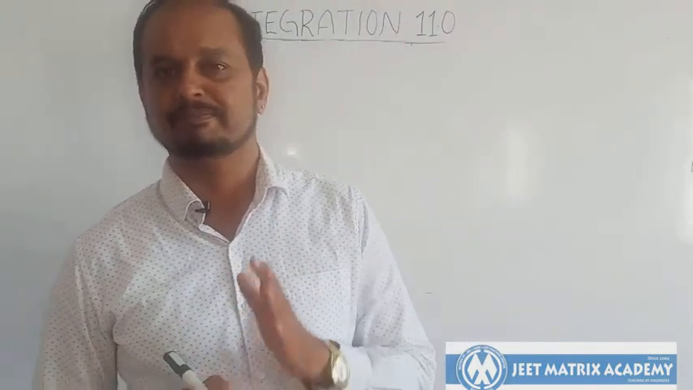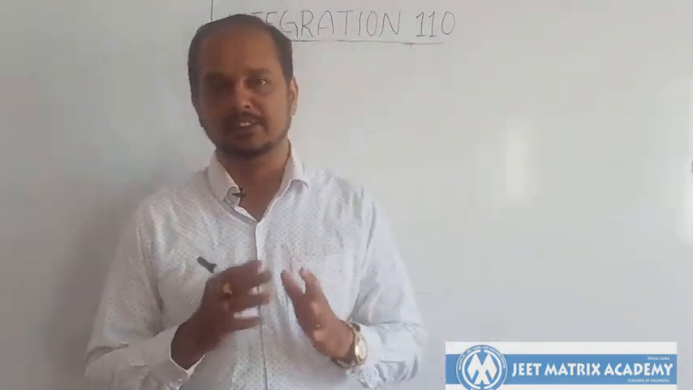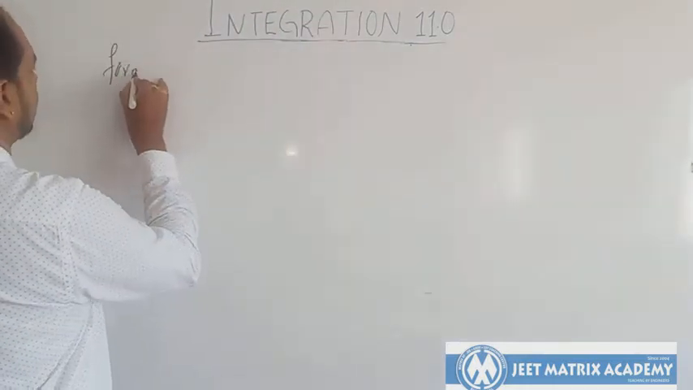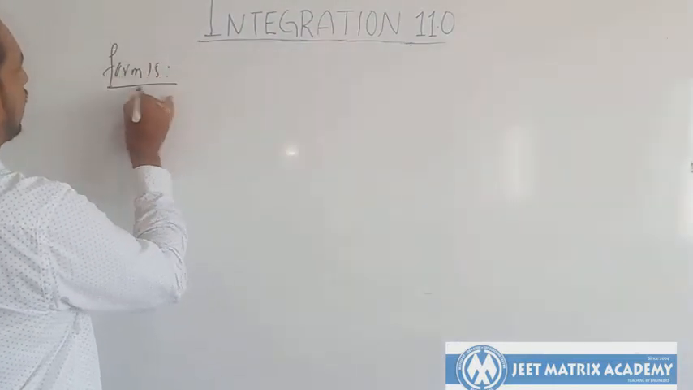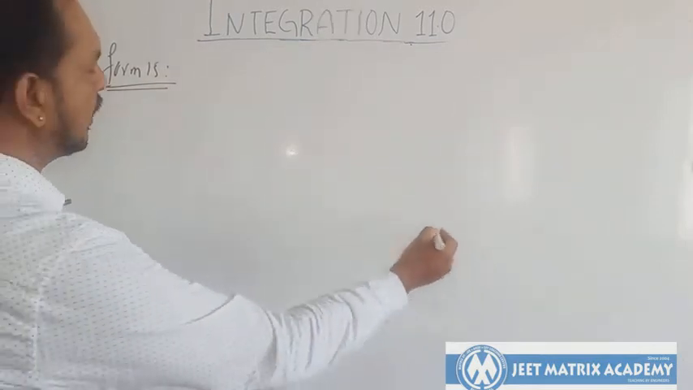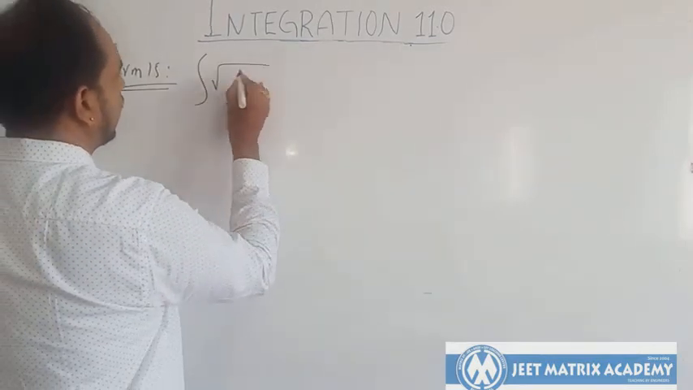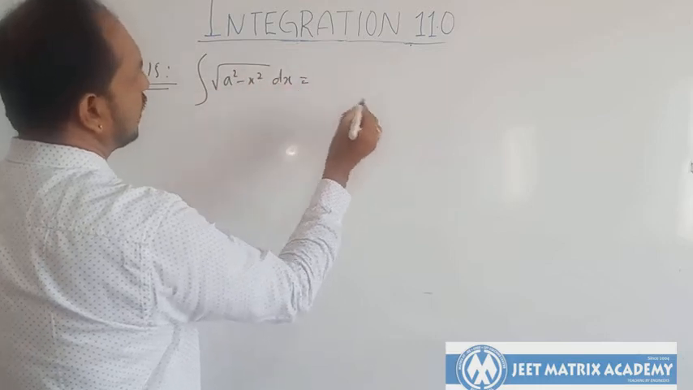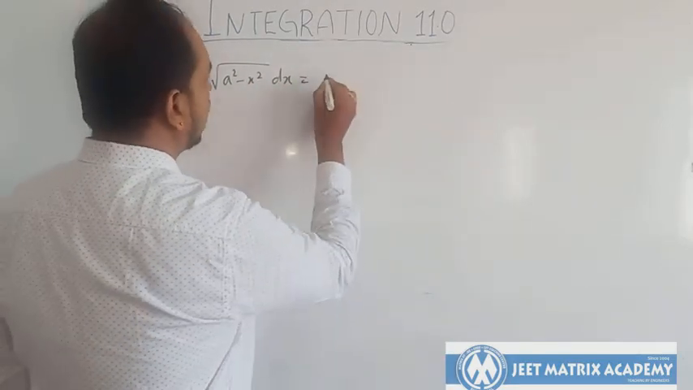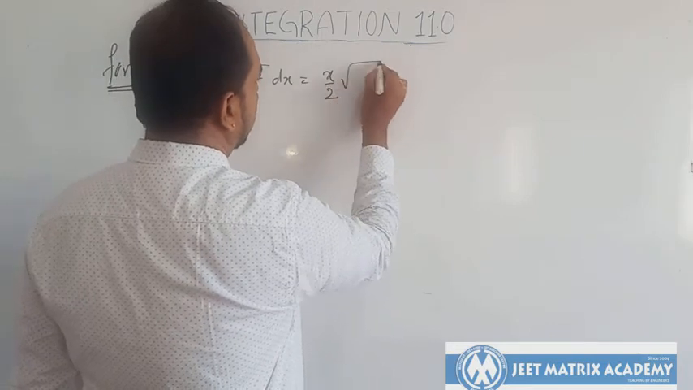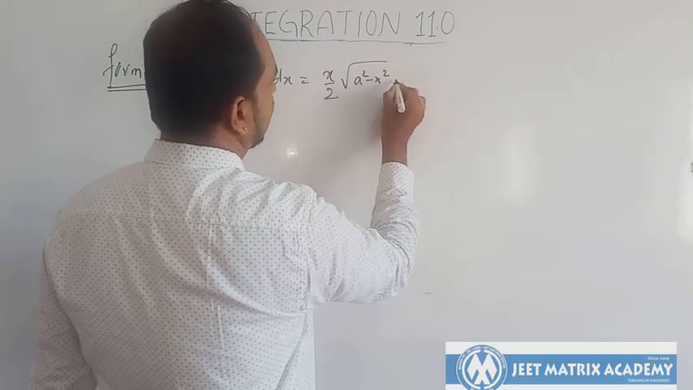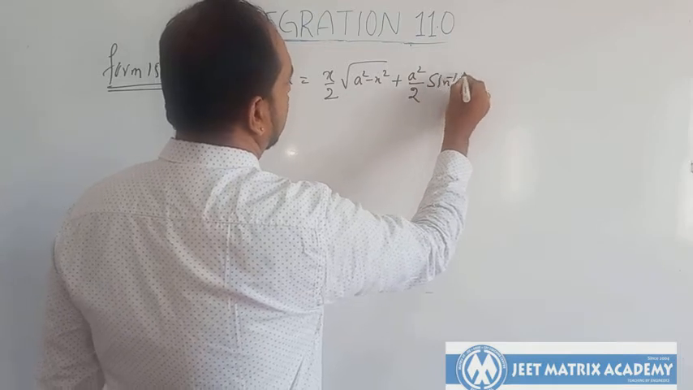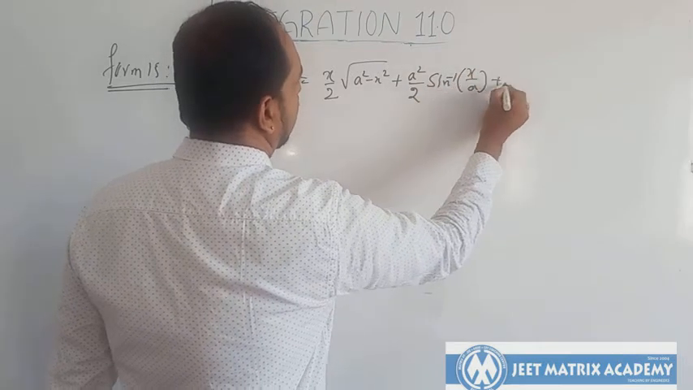And let's start with the last form, that is form 15. So it is integration of root of a square minus x square dx, that is equal to x by 2 root of a square minus x square plus a square by 2 sin inverse of x by a plus c.